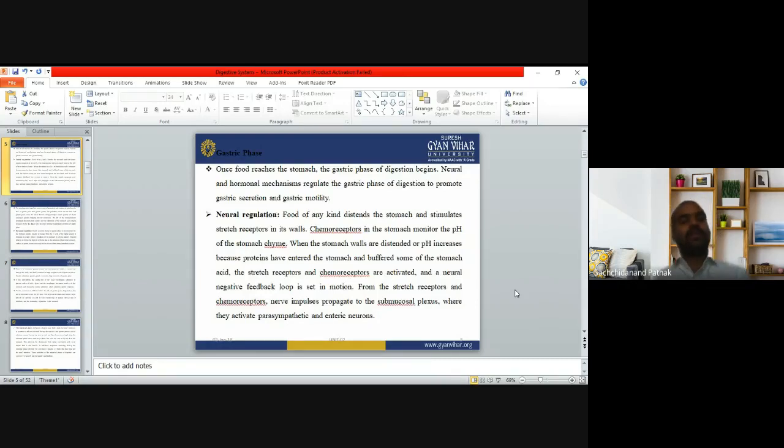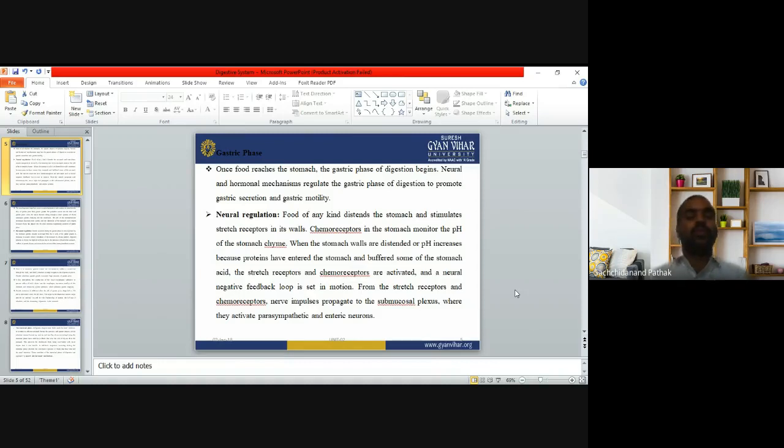Now the gastric phase is very easy. When food reaches the stomach, that is the gastric phase. So when we start eating, our food goes into the stomach through the esophagus. So it's the gastric phase. The gastric phase of digestion begins. Neural and hormonal mechanisms regulate the gastric phase of digestion to promote gastric secretion and gastric motility.